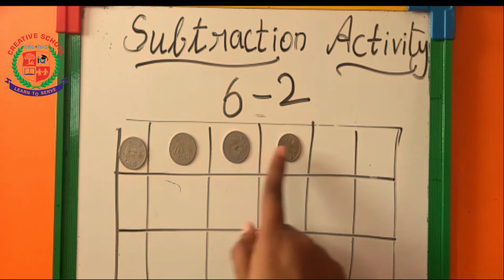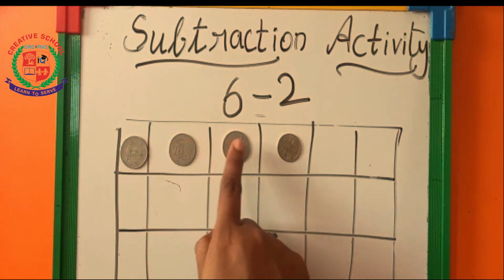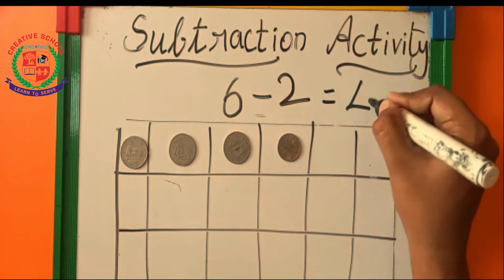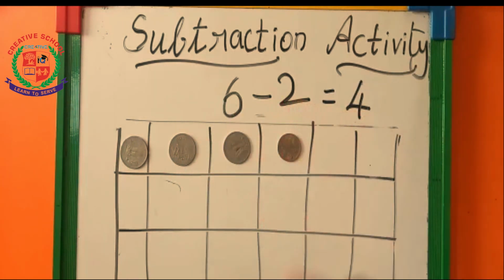So what is the remaining? 1, 2, 3 and 4. So the 4 coins is the answer. 6 minus 2 is 4.